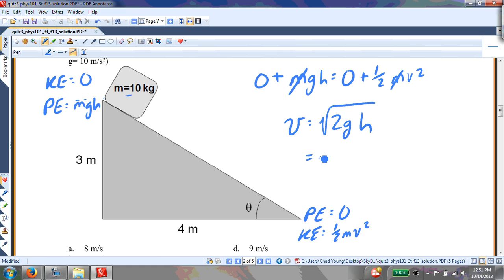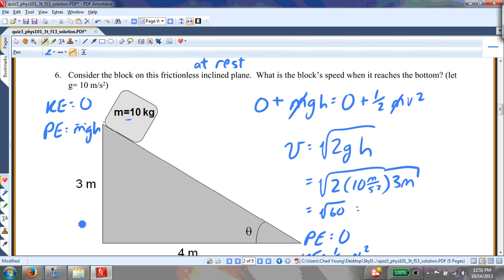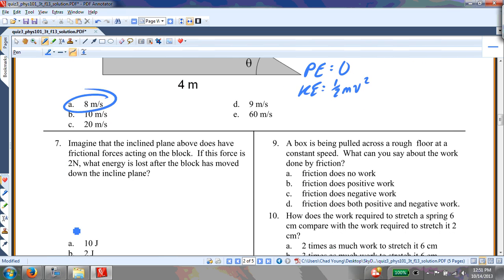Root of 2gh, root of 2, h was 3, the square root of 60, which is 7.7 or 8 meters per second. So number 6 is A.